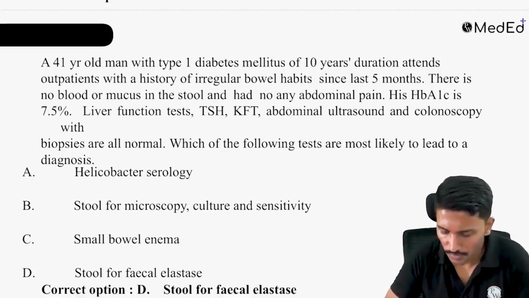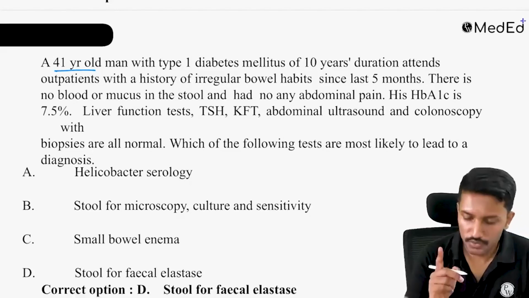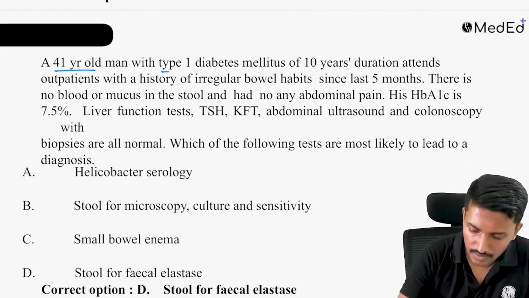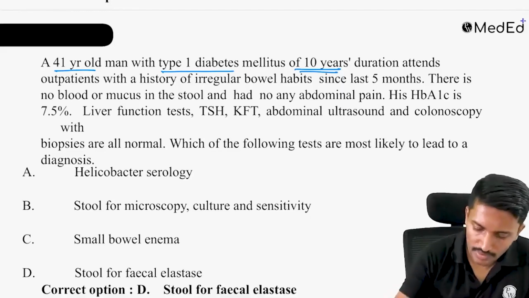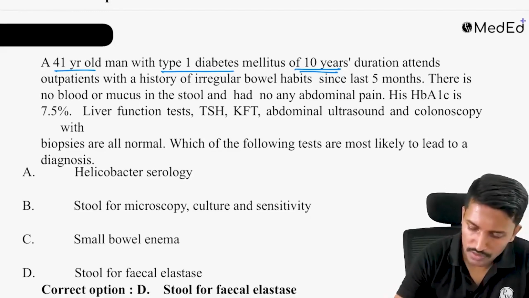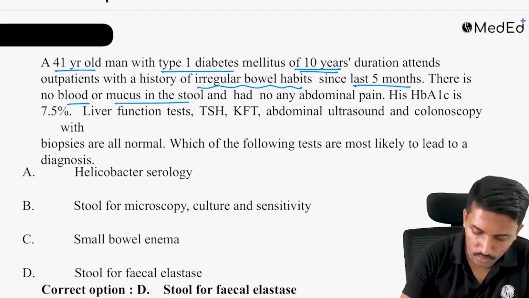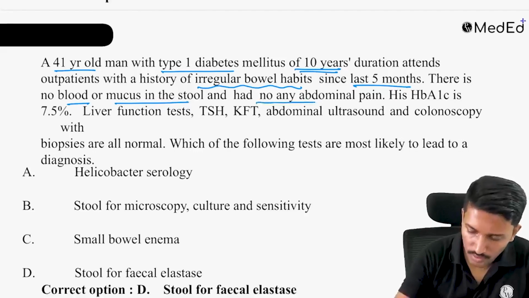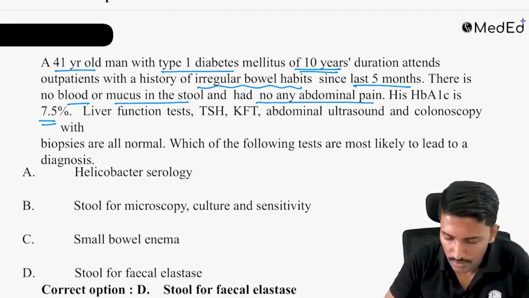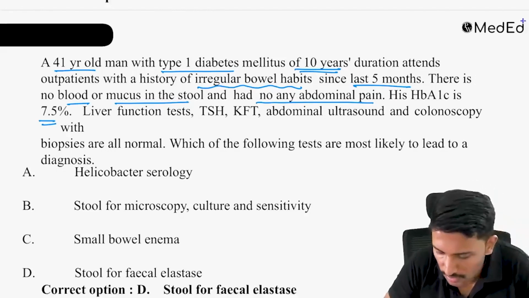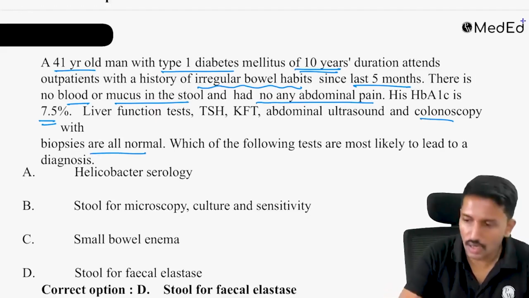Okay, next question. A 41-year-old man. Please remember the age of the individual. He is 41 years old. He has had type 1 diabetes mellitus for 10 years. He presented to the outpatient with a history of irregular bowel habits for the last 5 months. There is no blood or mucus in the stool and no abdominal pain. His A1C is 7.5. Liver function test, thyroid, kidney function test, abdominal ultrasound, and even colonoscopy with biopsy are normal.